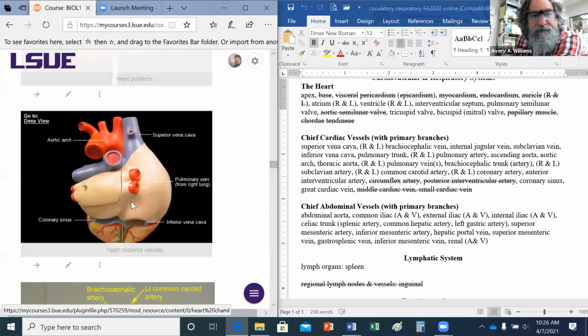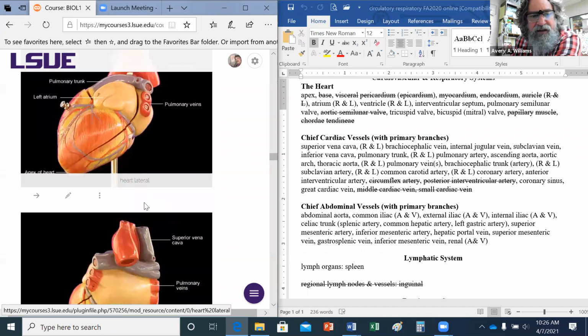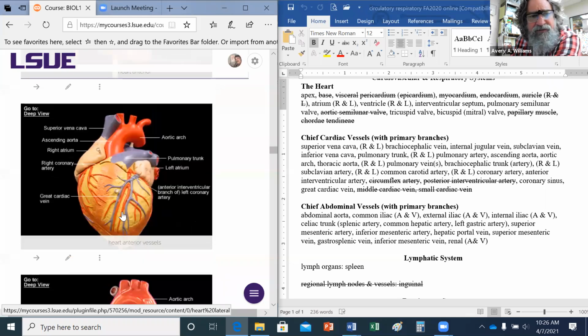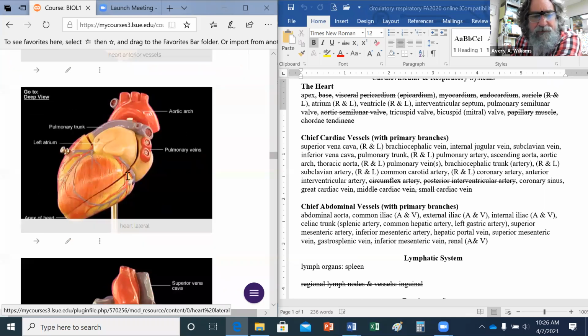All right, you see that? Here they are again, but this is the back of the heart. Here's the brachiocephalic trunk, left common carotid, left subclavian. And kind of see it here again. Left subclavian, brachiocephalic trunk, left common carotid, left subclavian, etc. They don't label them, but that's what they are.